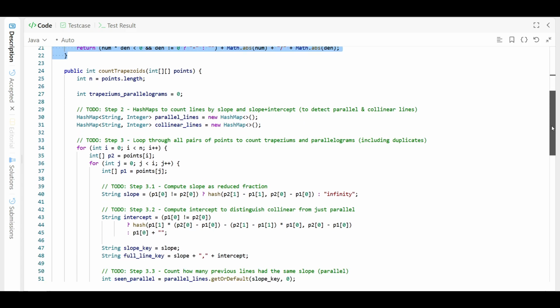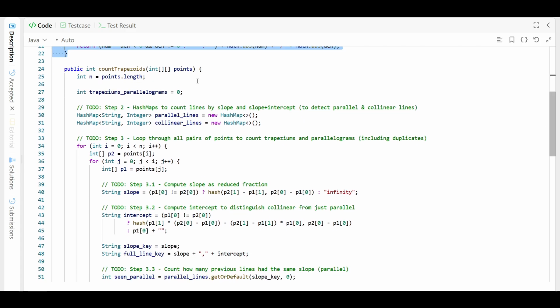Then we have our count trapezoid method. We will provide the argument points, and from there you will get the number of points. So we'll calculate the trapezoid and parallelogram. We have to create a HashMap to count lines by the slope and the slope plus intercept, which we have understood right now. It will detect the parallel and the collinear lines. For the parallel lines we'll create this one, and for the collinear we'll create this one.